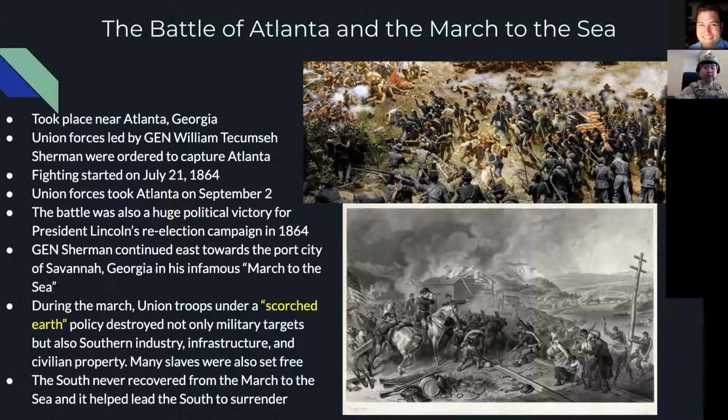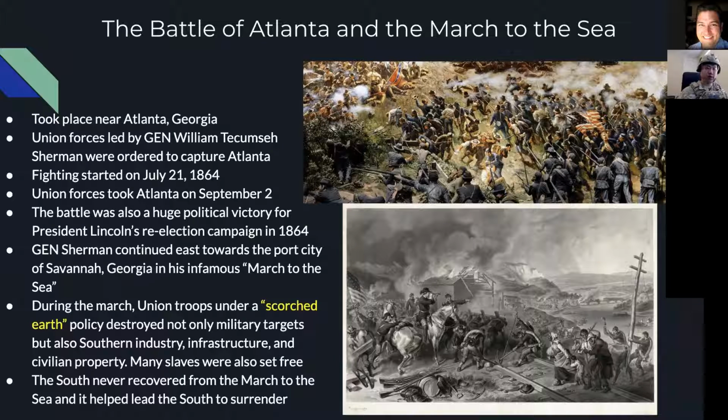So taking the city of Atlanta would have been a major blow to the Confederates' supply train that would have been able to help them keep fighting this war, because it's not about generals and technology that wins wars. It's about men and supplies that actually wins wars. So back to the topic at hand. Fighting during the Battle of Atlanta began on July 21st in 1864 and lasted until September 2nd, when Union forces captured Atlanta from the Confederates.